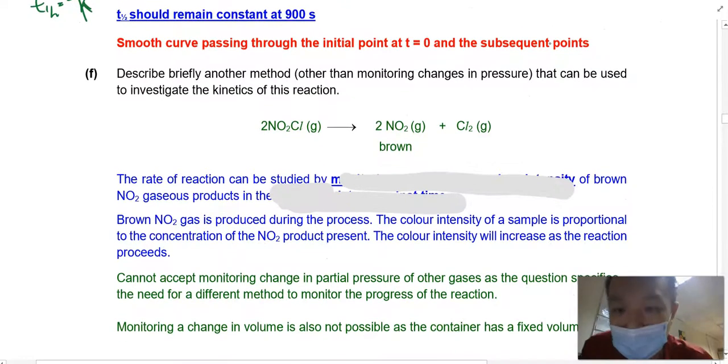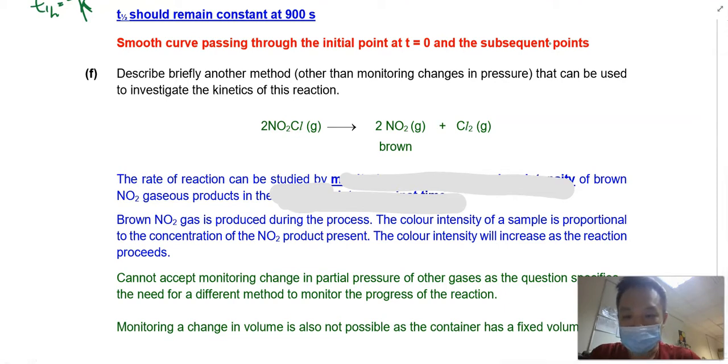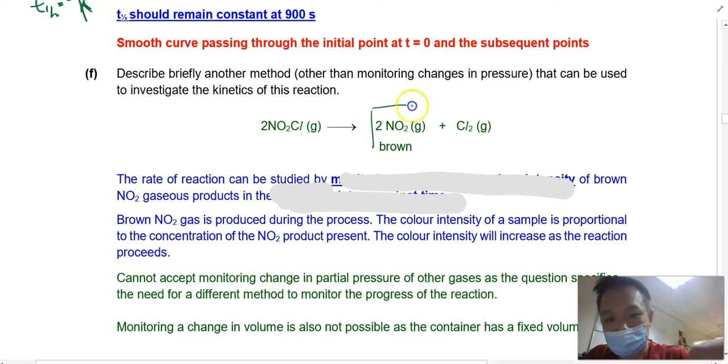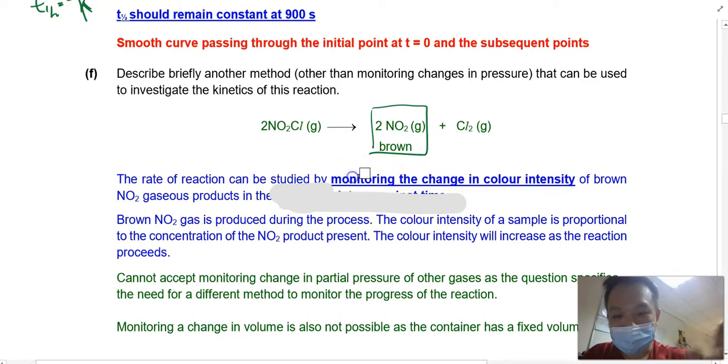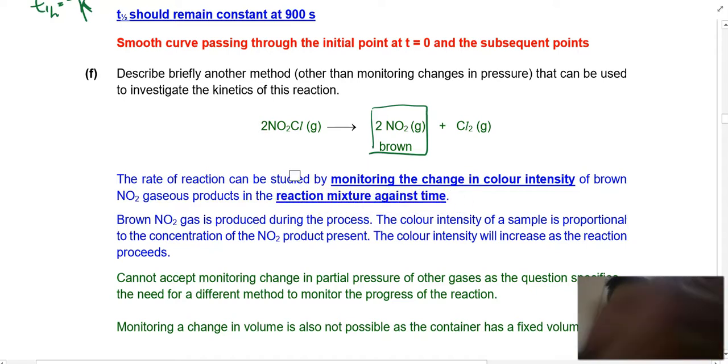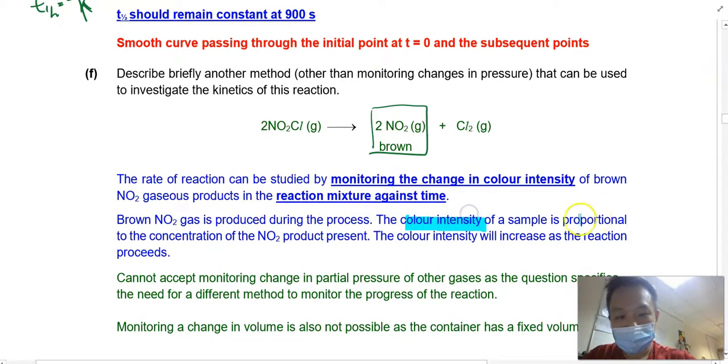Okay, describe briefly another method other than monitoring change in pressure that can be used to investigate the kinetics of this reaction. Okay, so in this case, you realize in the context of the question, they say that NO2 gas is brown in color. So we can also monitor the change in color intensity of brown NO2 gas. Alright, so we can monitor color intensity, which is proportional to the concentration of NO2 product.